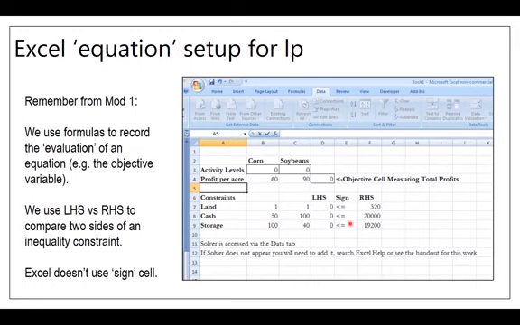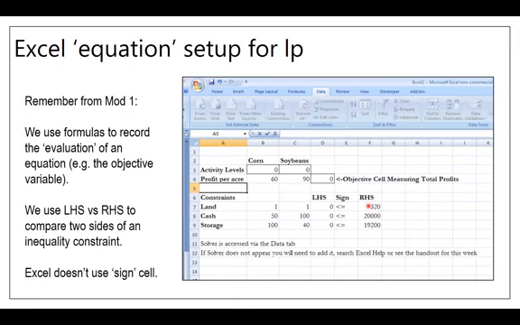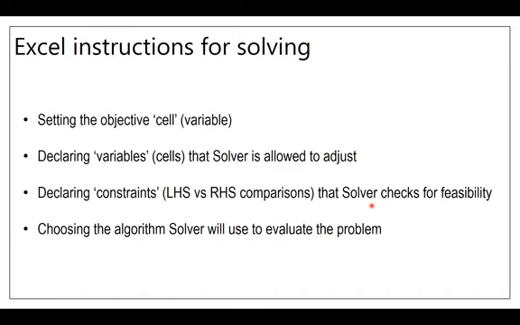Remember though that Excel is not using this column. Even though we put the signs in, that's just documentation for us. Excel won't see it. It's just going to calculate left-hand side versus right-hand side. And so that means in Solver, we're going to have to come up with a way to either use this column, which we're not going to do, or Solver's going to have a way to implement comparisons of left-hand side versus right-hand side.